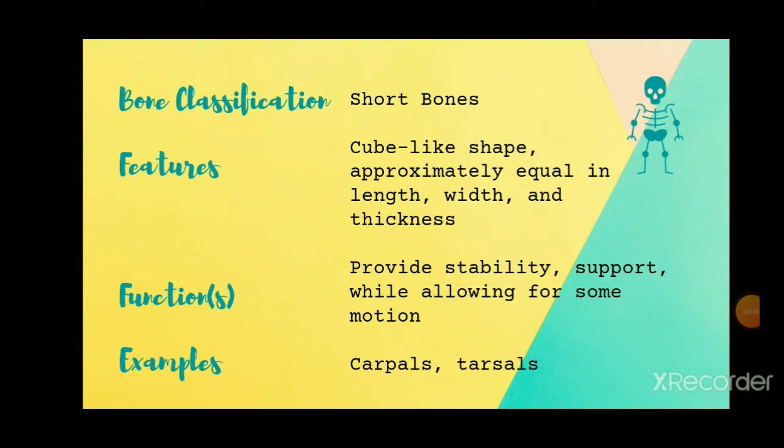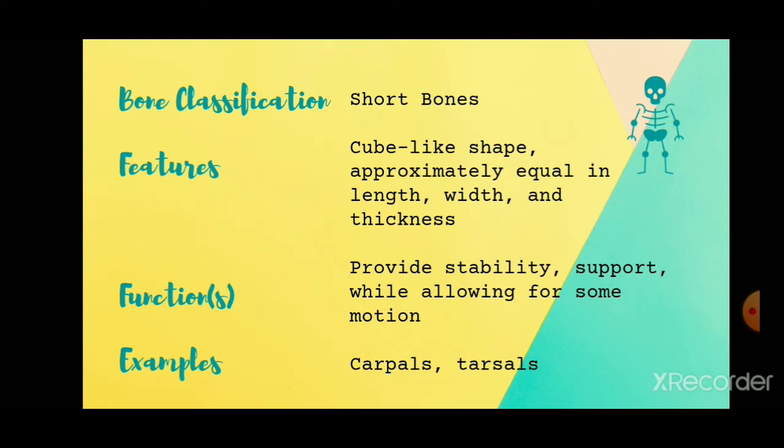The third one is the short bones. Short bones are cube-like in shape. Ito yung parang mga pa-square na shape ng buto. And approximately, they are equal in length, width, and thickness. Itong mga short bones, they provide stability or yung sa balance.